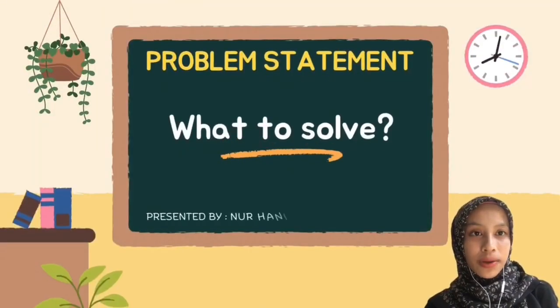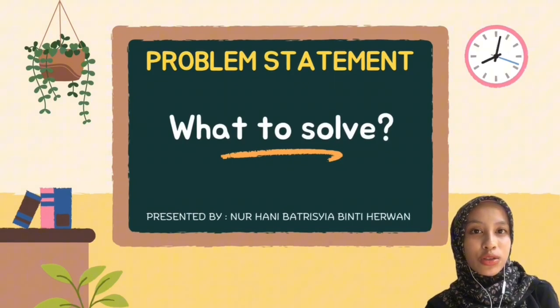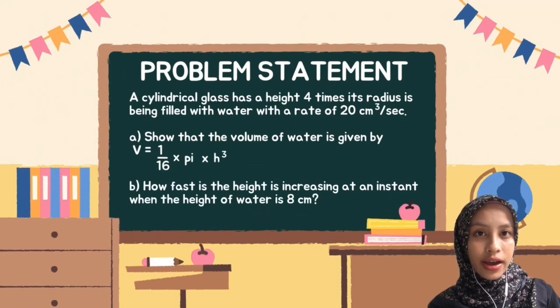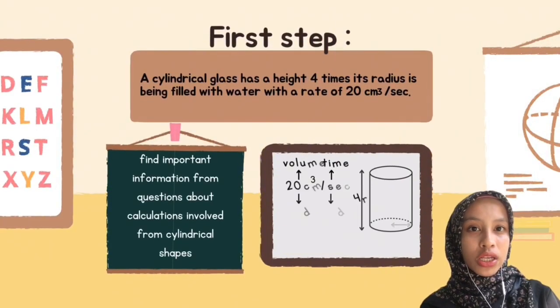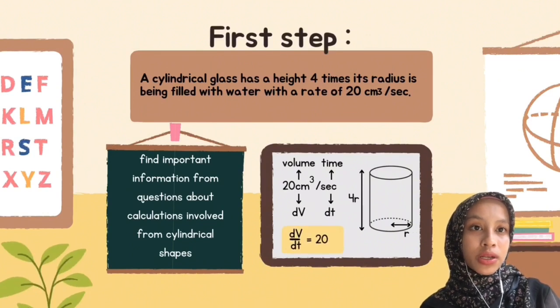I will explain the problem statement that we need to solve. A cylindrical glass has a height 4 times its radius and is being filled with water at a rate of 20 cm³ per second. A. Show that the volume of water is given by V = 1/16 πh³. B. How fast is the height increasing at the instant when the height of the water is 8 cm? So, first, we need to find the important information from this problem.